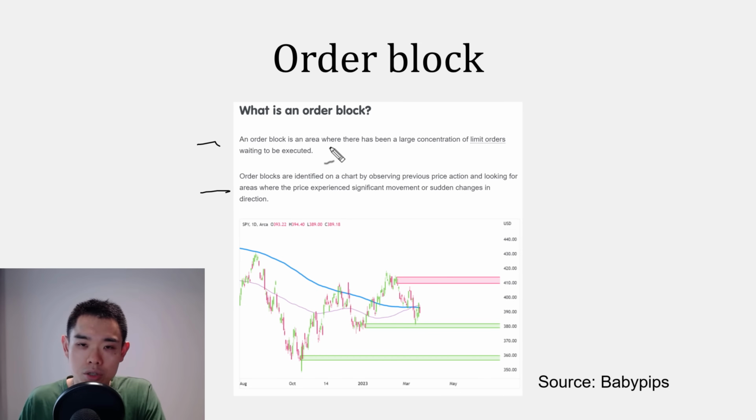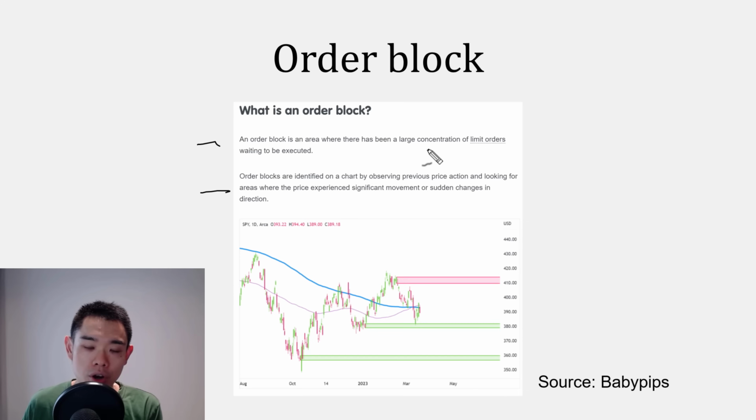Why is that? An order block is an area where there has been a large concentration of limit orders waiting to be executed. And order blocks are identified on the chart by observing previous price action and looking for areas where the price experienced significant movement. So here's the thing: is an order block an area on a chart where there is a ton of limit orders waiting to be executed, or is it where significant price movement has occurred?